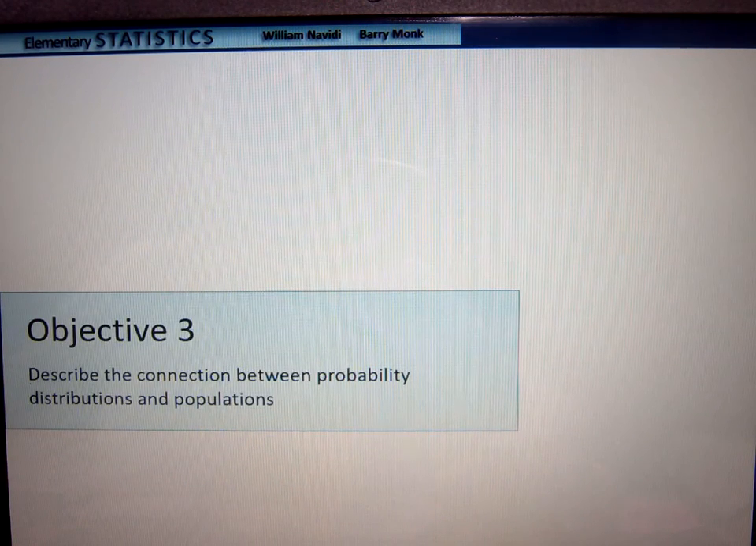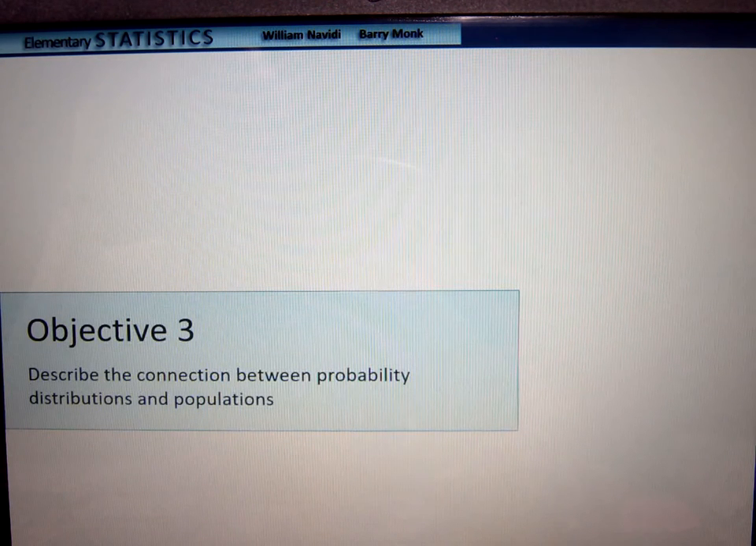Objective 3, describe the connection between probability distributions and populations. Now remember, population just means everything that you're talking about. So populations aren't necessarily huge. They could be small as well, because if that's all the possibilities there are, then that's the population.